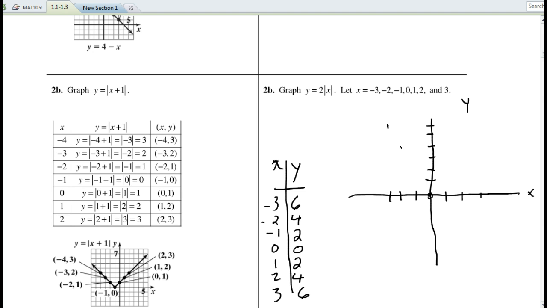Negative 2, 4, right here. Negative 1, 2, right here. And then again, this graph happens to be symmetrical. We will learn later that this is the concept of an even function. So that's half your graph.